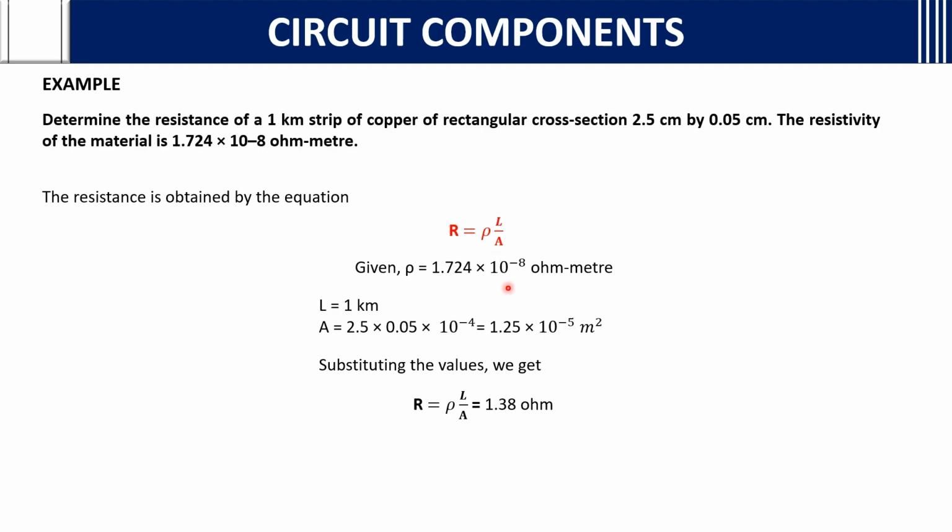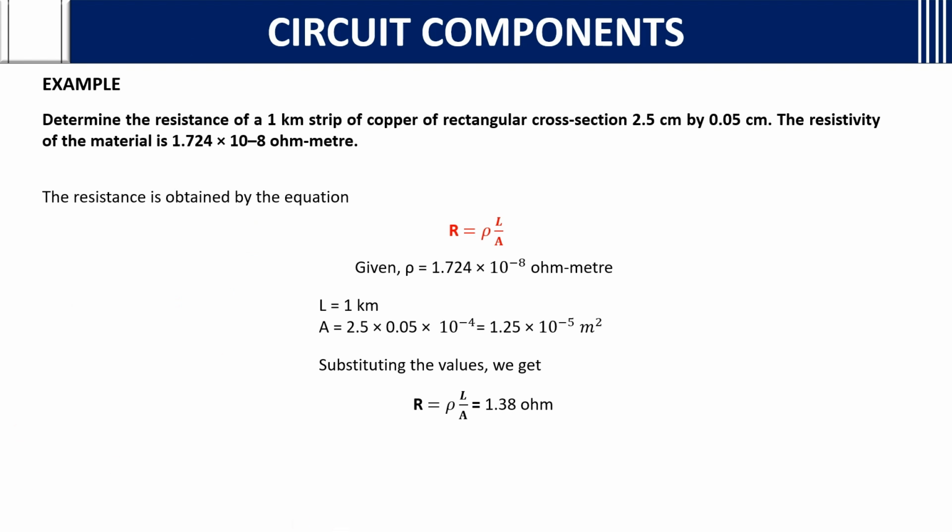And now let us see an example with this formula. Determine the resistance of a 1 km strip of copper of rectangular cross section 2.5 by 0.05 centimeter. The resistivity of the material is 1.724 into 10 power minus 8 ohm meter.